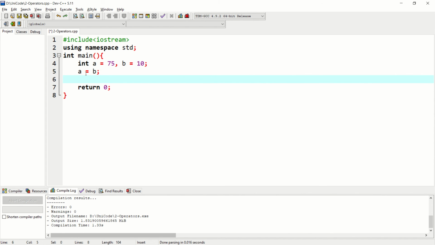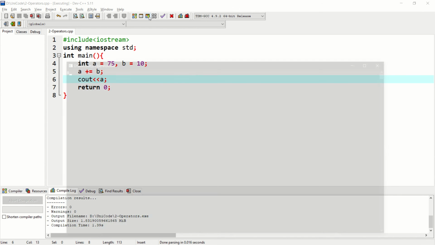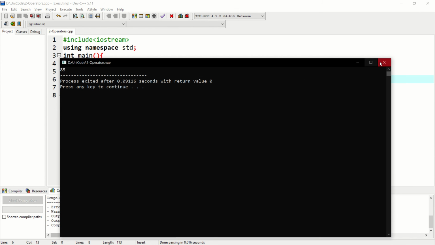We can also write here a plus equal to b, and if we give it a cout, you can see an output of 85. Okay, what is this?